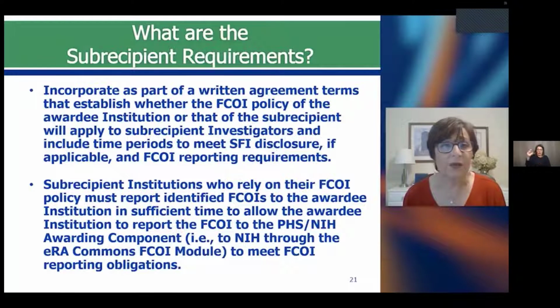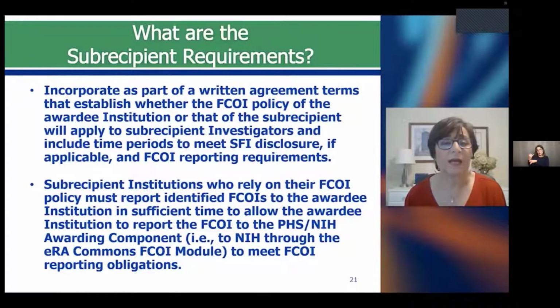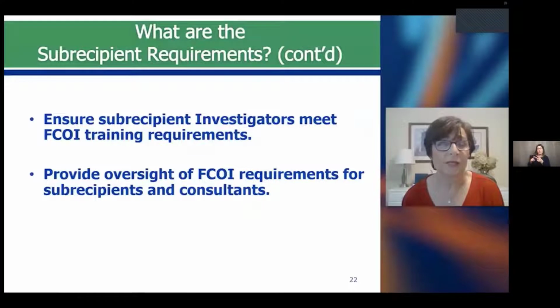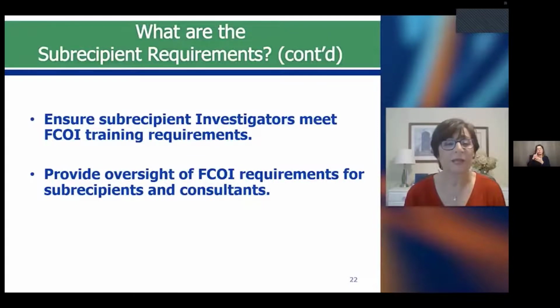In all cases, though, even if the subrecipient institution's policy applies, if they identify an FCOI, they need to report the FCOI to the prime institution, and the prime institution reports to NIH. It's the institution's responsibility to ensure that subrecipient investigators meet FCOI training requirements and also to provide oversight of FCOI requirements for its subs and consultants.